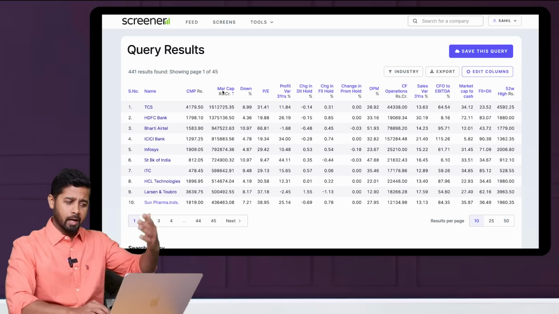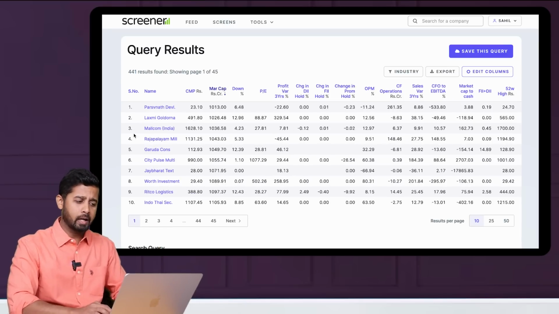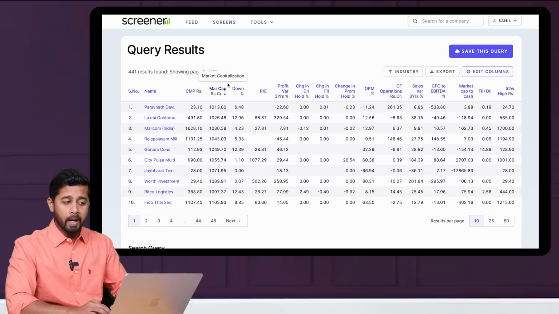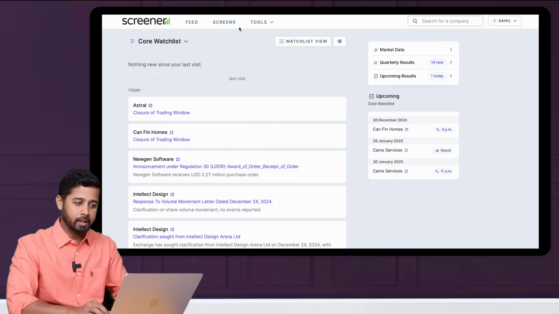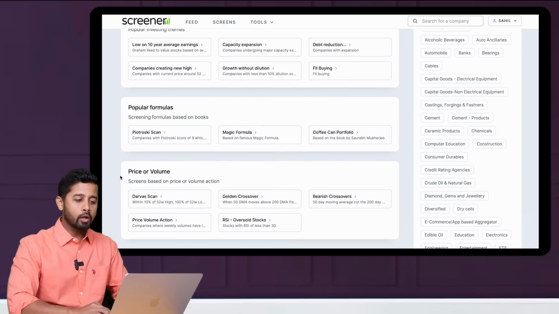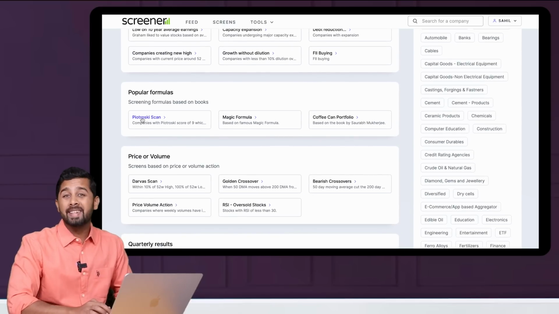And you can sort it in terms of high to low, and quite interesting names you can come across. So this is again a very good way to look at which companies are making new high, and then you can deep dive further. Then third screen you can use is your Piotroski scan.